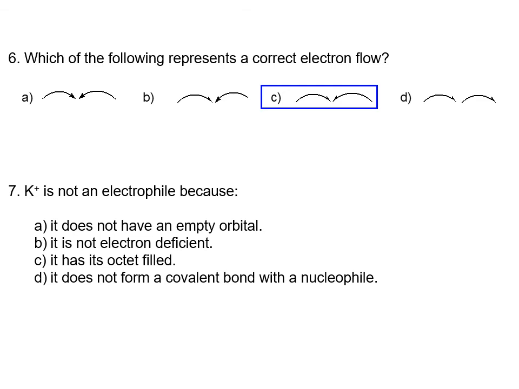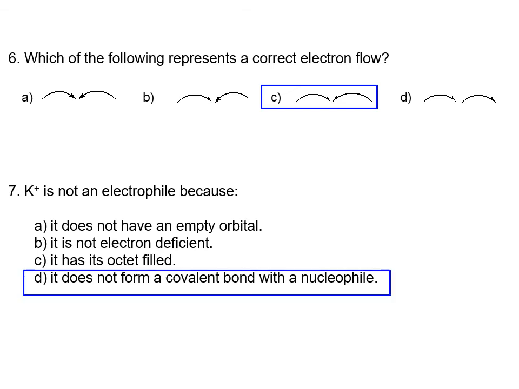B, it is not electron deficient. It is electron deficient. It has empty orbitals, or actually it has 4 valence orbitals that are empty and positive charge. So it is certainly electron deficient. C, it has its octet filled. No, actually its octet is empty. So D must be the correct answer.